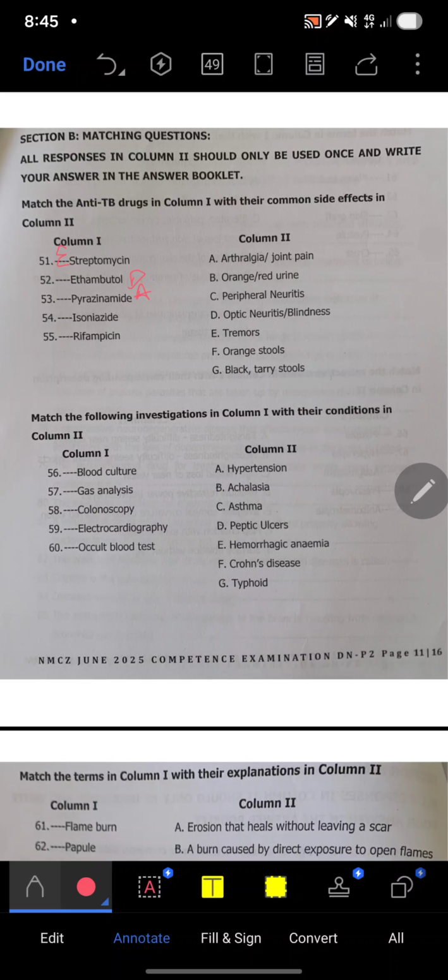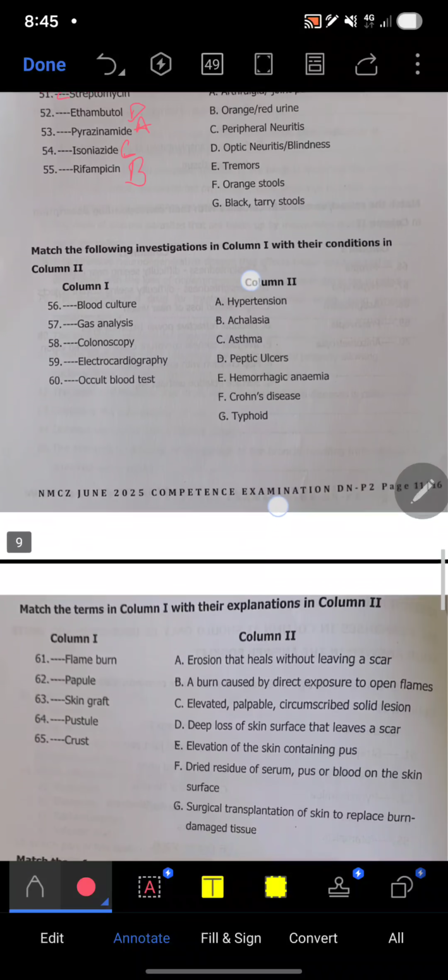54, isoniazid, the correct answer of course is C, which is peripheral neuritis. 55, rifampicin, the correct answer is B, which is orange or red urine. So that is about the first set of matching.